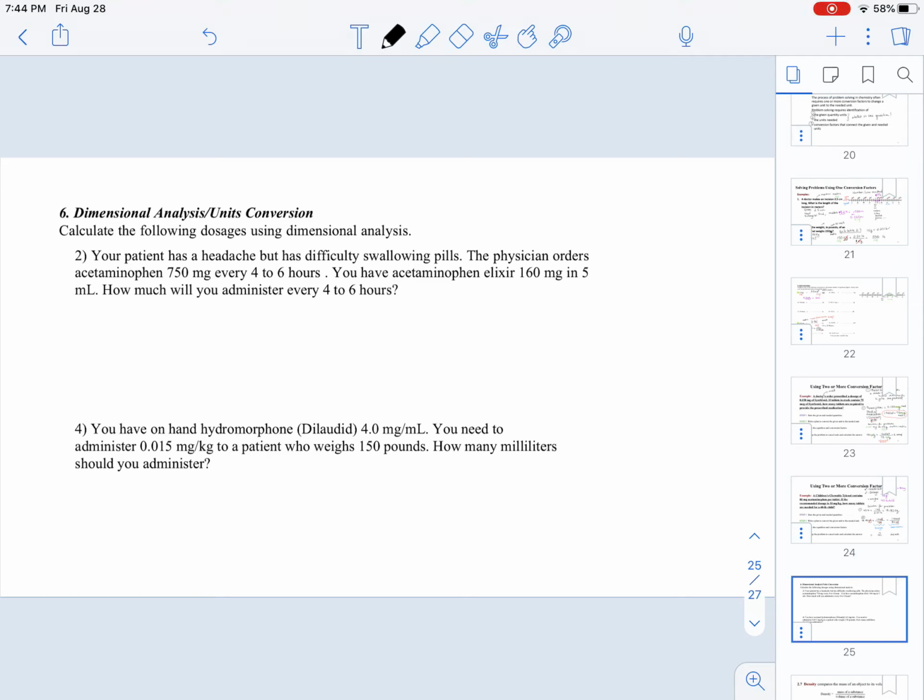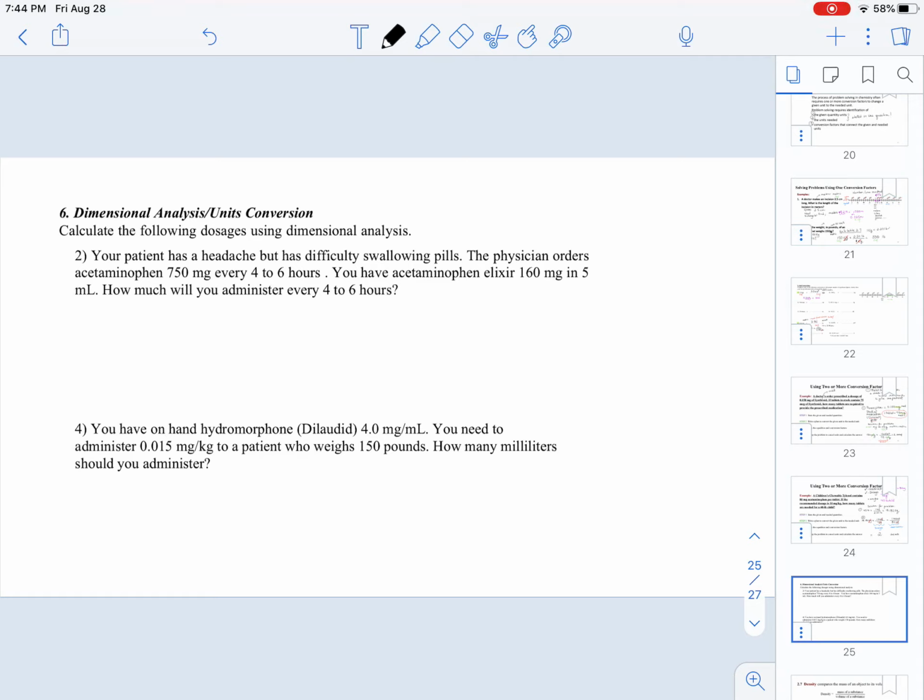There are actually 4 problems total in the worksheet, but I'm going to go over specifically problem 2 and problem 4. On problem 2, it states your patient has a headache but has difficulty swallowing pills. Your physician orders acetaminophen 750 milligrams every 4 to 6 hours. You have acetaminophen elixir that is 150 milligrams in 5 milliliters. How much will you administer every 4 to 6 hours?